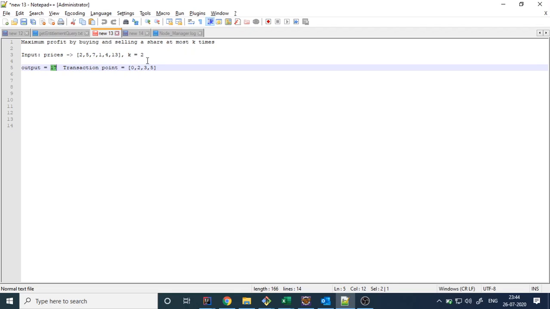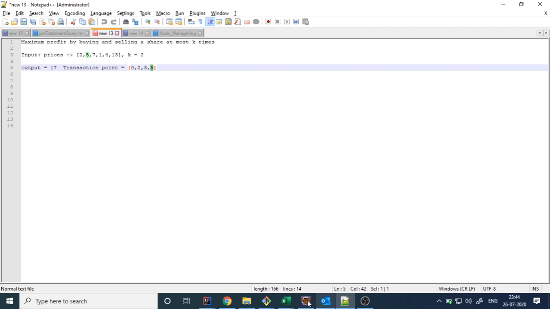For example, for this sample data, 17 is the max profit. If you buy the stock on the first day and sell it on the third day, the profit will be 5. Then you purchase on this day and sell on the last day. Then the whole profit will be 17. These are the indices where you have to buy the stock, sell the stock, buy the stock, and sell the stock, like that.